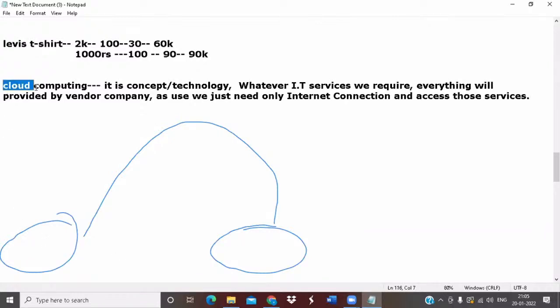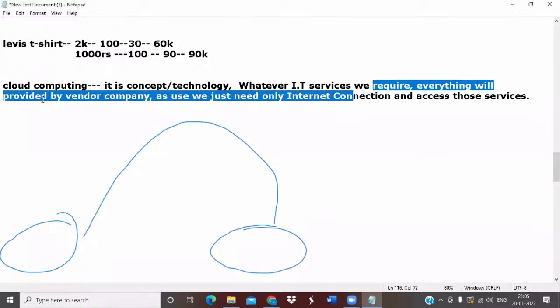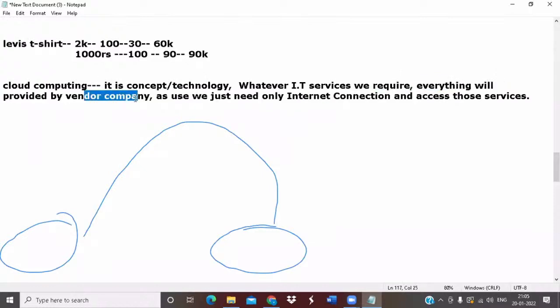This is the meaning of cloud computing. Once again I'm repeating, guys, listen carefully, all of you. It is a concept or a technology. Whatever IT services we require here, everything will be provided by the vendor company. As a user, we need only an internet connection and access those services. Actually, before I started the class, somebody asked, sir, what configuration laptop do I need to use? What I said was, make sure that your internet connection is fast. Yes or no?